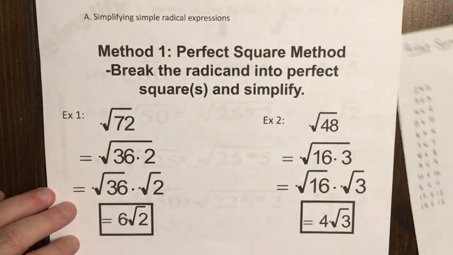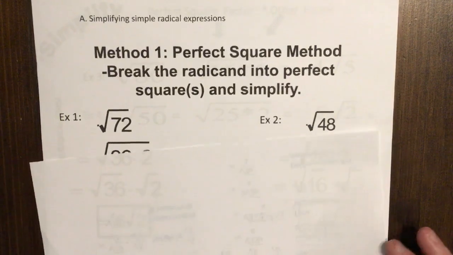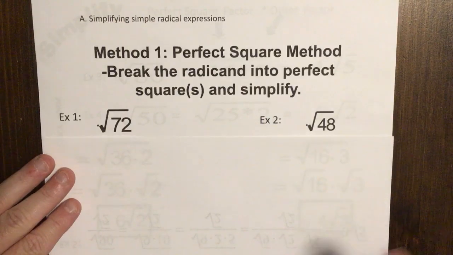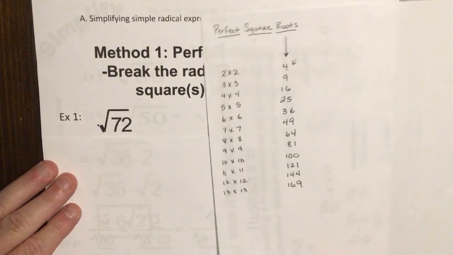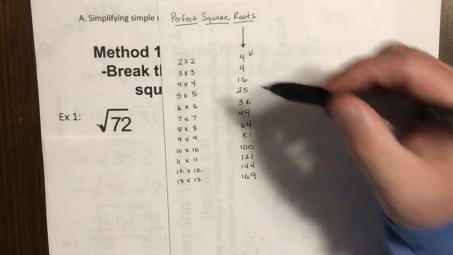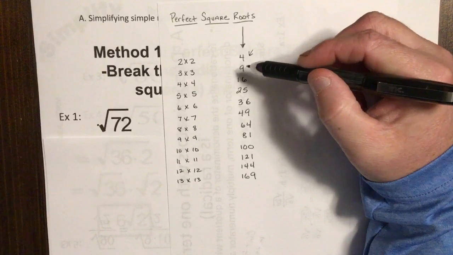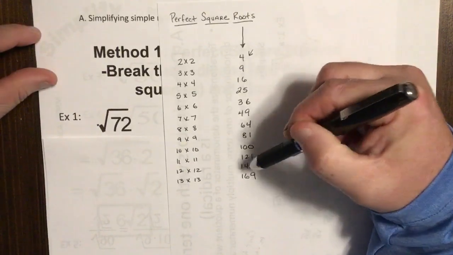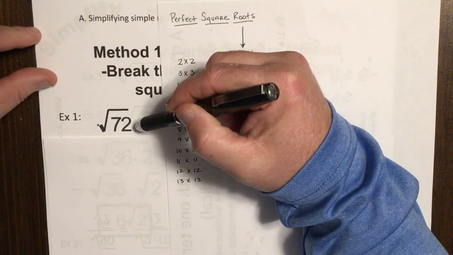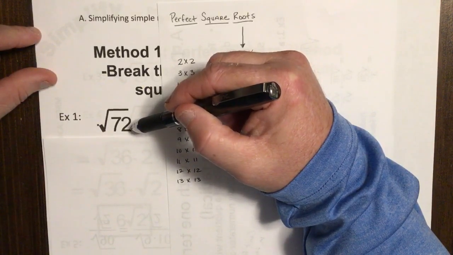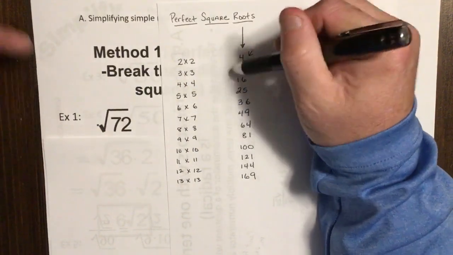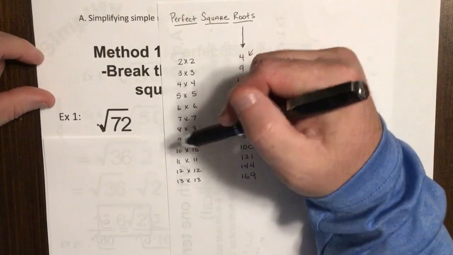All right, so here we go. Let me get a piece of paper here. So let's look at the first example. It says square root of 72. What we're going to do is take these numbers that we learned and find the biggest one that divides into 72 evenly. What I mean by that is there's a big number over here that goes into 72, and we want to find the biggest one.